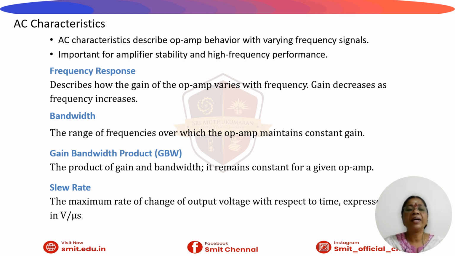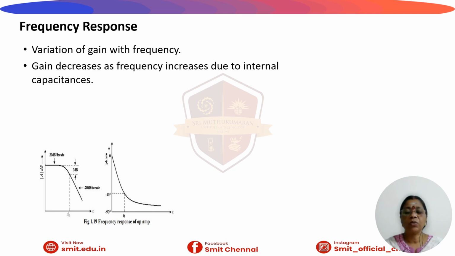The slew rate is defined as the maximum rate of change of output voltage with respect to time, and it is expressed as volt per microsecond. The frequency response of an op amp refers to how the voltage gain changes as the frequency changes. While an ideal op amp would provide the same high gain across all frequencies, the op amp behaves like a low pass filter. The change of gain with frequency is given in the graph.